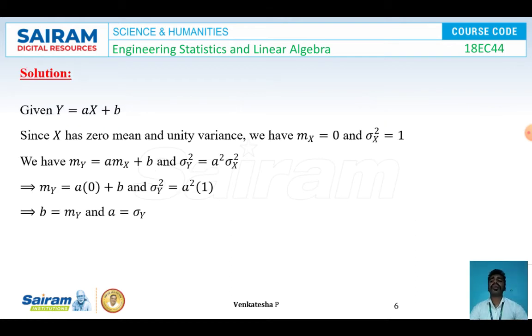Okay, they have given the expression y is equal to ax plus b. Since x has zero mean and unity variance, for the above equation, mu x will be equal to 0 and sigma x square is equal to 1. The first thing is we have to find the expectation of the expression y is equal to ax plus b. So it will be equal to what? mu y is equal to a into mu x plus b, and the variance of the above expression is given by sigma y square is equal to a square into sigma x square. This expression we obtain from the properties of expectation and the properties of variance.